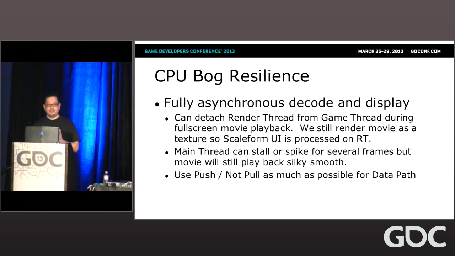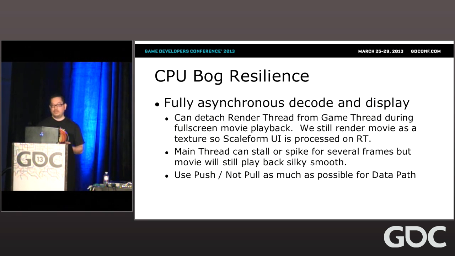We also had issues with CPU bog. So we're loading the game assets and decoding and doing things like garbage collection while the movie is playing back. Now, garbage collection can take several frames all by itself. So one of the things we had to do was be able to detach the movie player so it could run asynchronously. We had it run in the render thread, and the render thread would detach while loading was happening. We still render the movie as a texture, so Scaleform can display it, and we can display stuff on top of it, but we did everything in the rendering thread. And this way, if the main thread stalls, we don't have spikes.